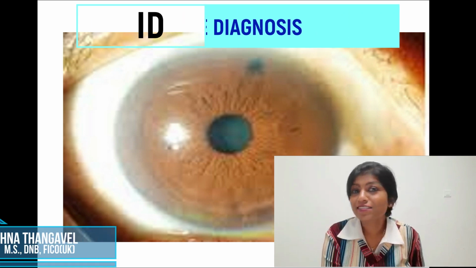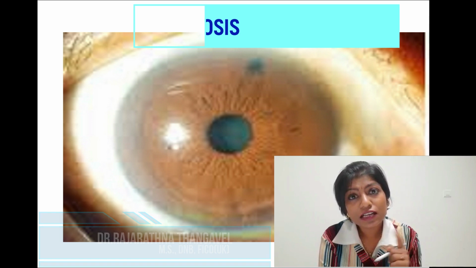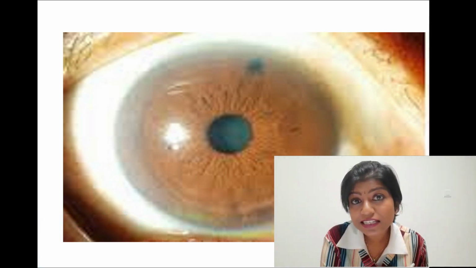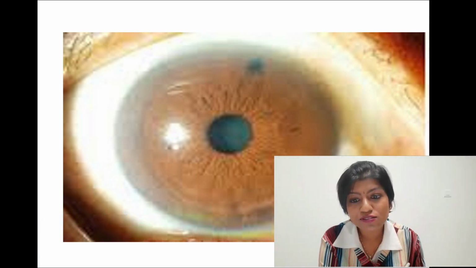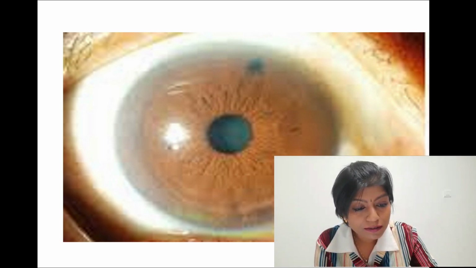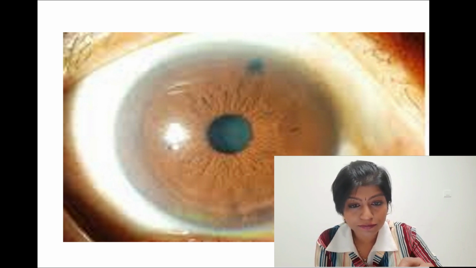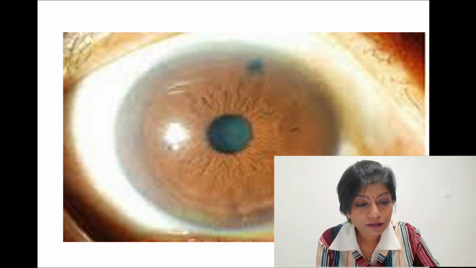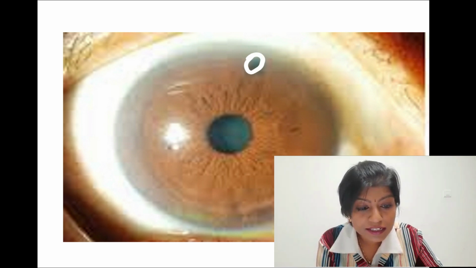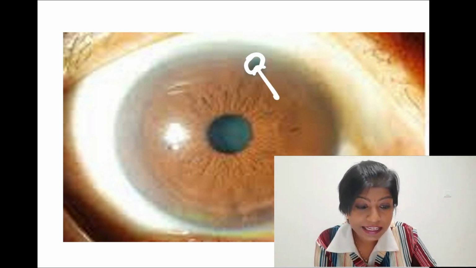Hi guys, another ID session, image diagnosis session. So here in this picture, what you can see is there is a hole in the iris. Can you see that? In the upper portion of the iris, you can see a hole. So a hole, we call this an iridotomy.